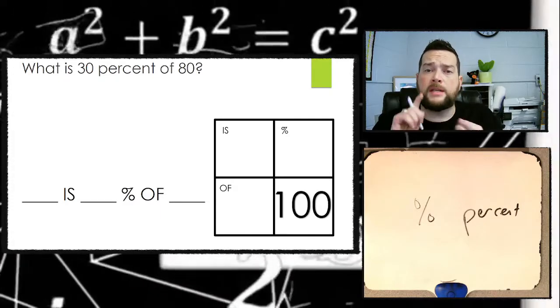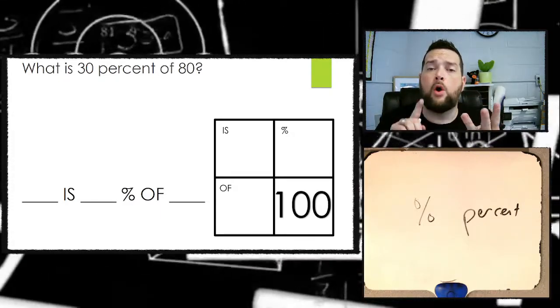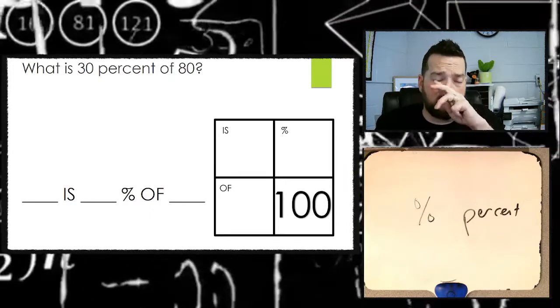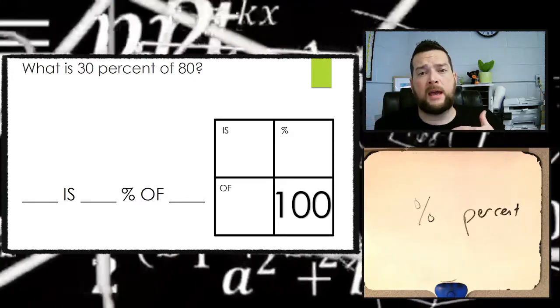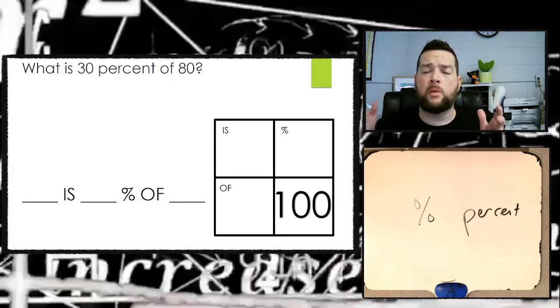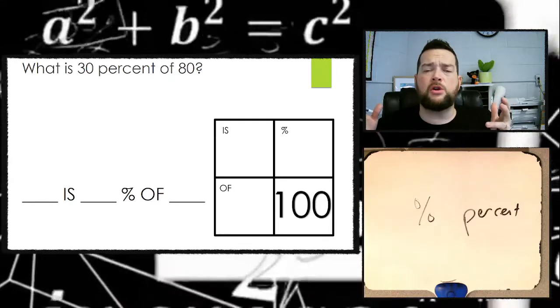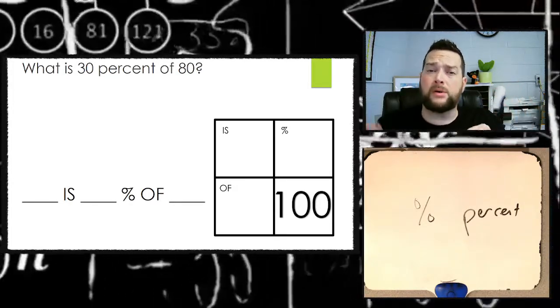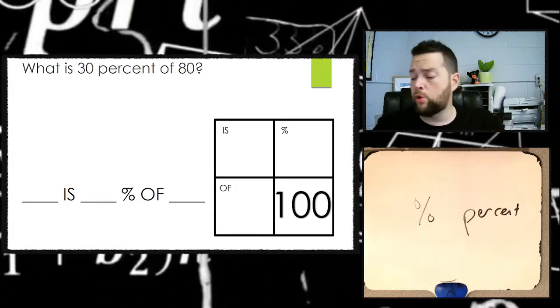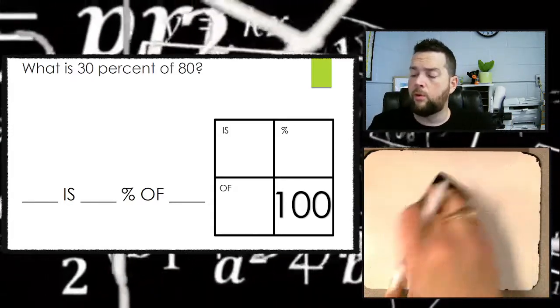Unless you see the words increase or decrease or interest. If you see those words, this is probably going to be a different kind of problem. We'll talk about that in the coming weeks when we get there. But if you don't see those words increase, decrease, or interest, probably a percent box is going to be a really good tool to help you figure that out.